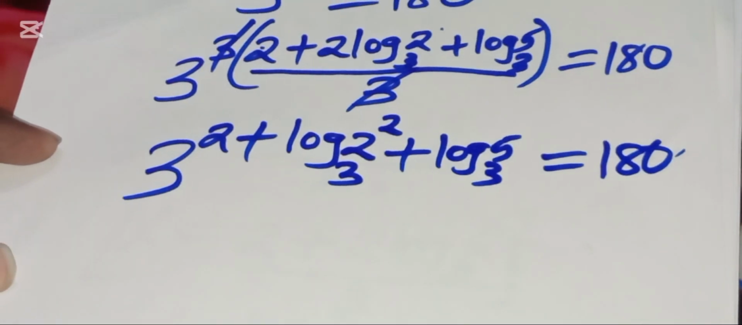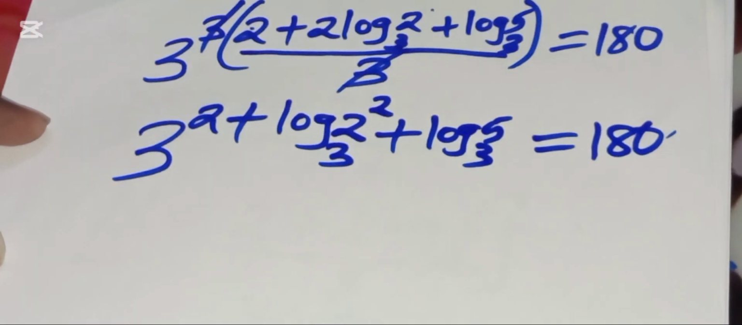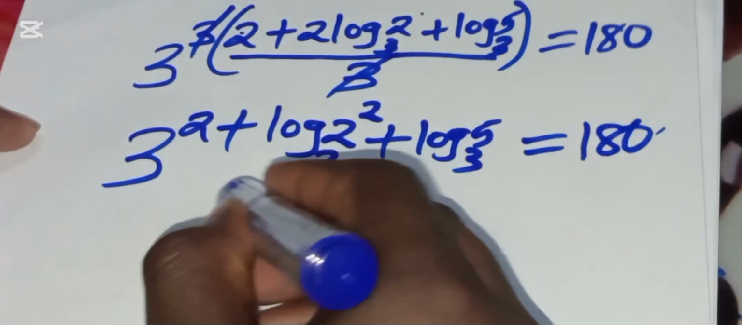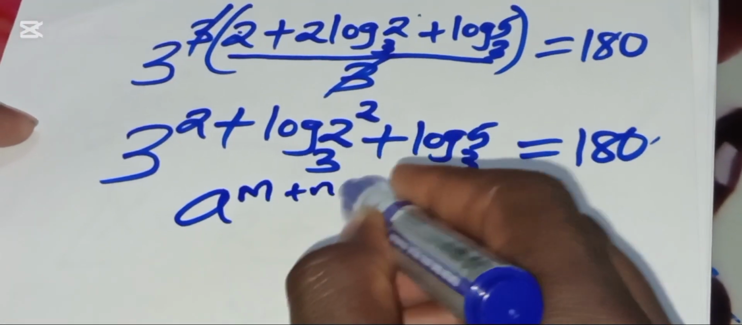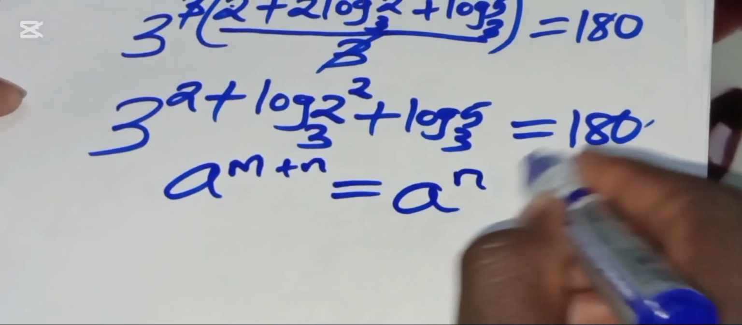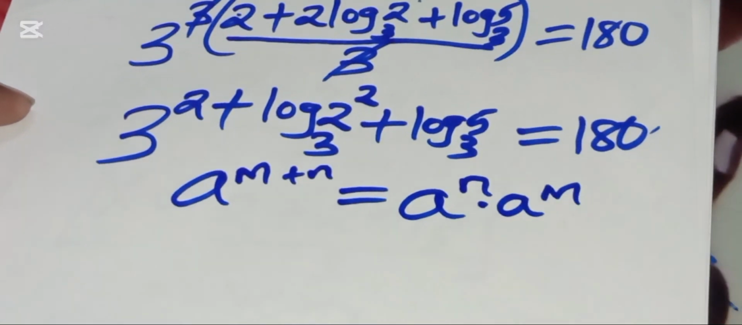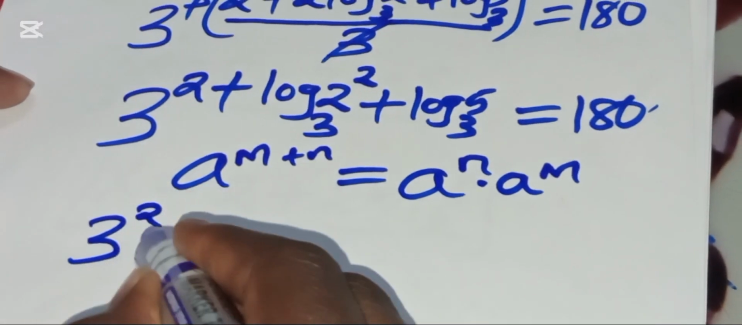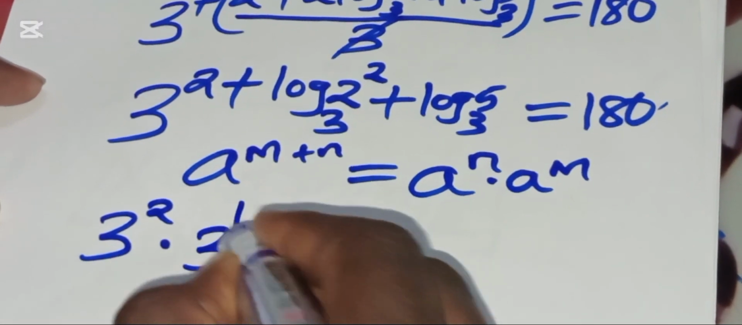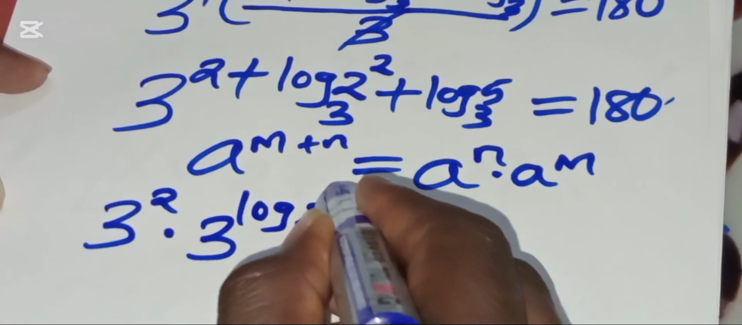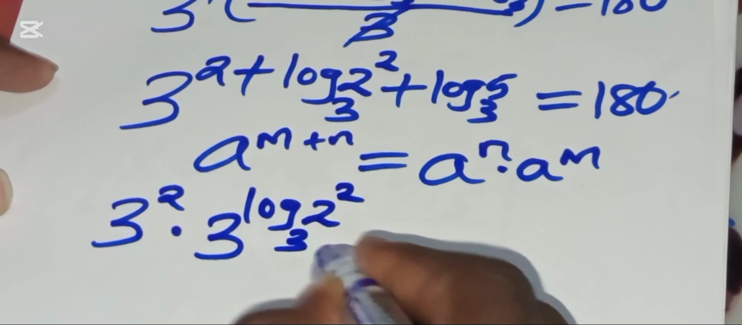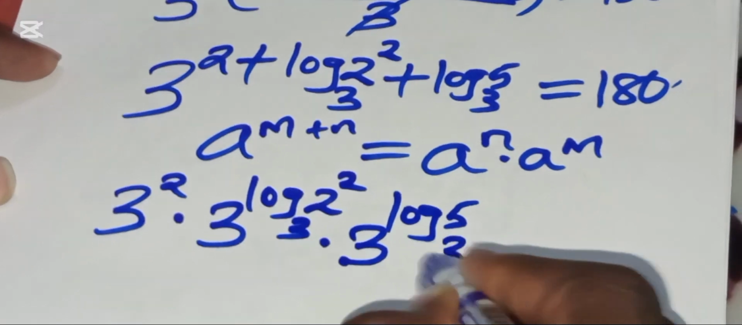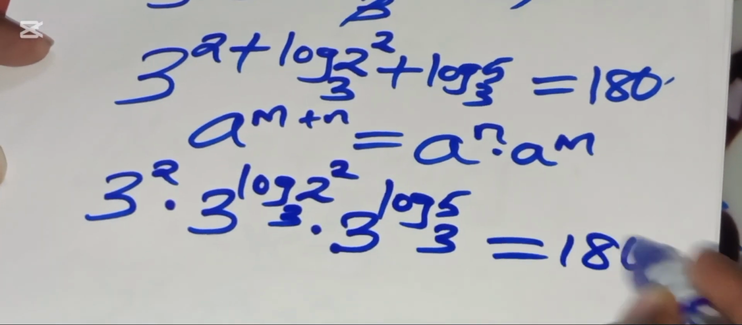Now 3 raised to power 2 plus log 2 squared to base 3 plus log 5 to base 3. This is actually in the form of a raised to power m plus n, which you can express as a raised to power n multiplying by a raised to power m. So let's apply this property. We'll have 3 raised to power 2 multiplying by 3 raised to power log 2 raised to power 2 to base 3 multiplying by 3 raised to power log 5 to base 3. This should give us a value of 180.